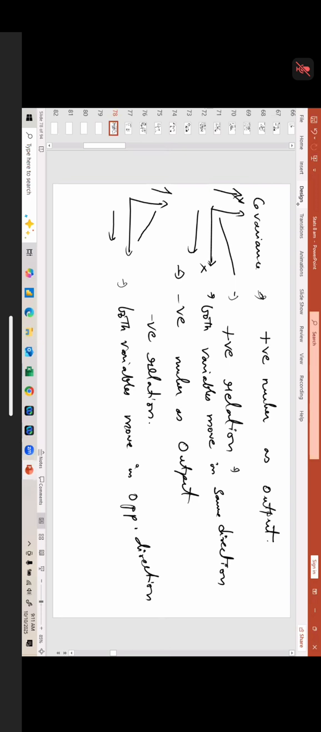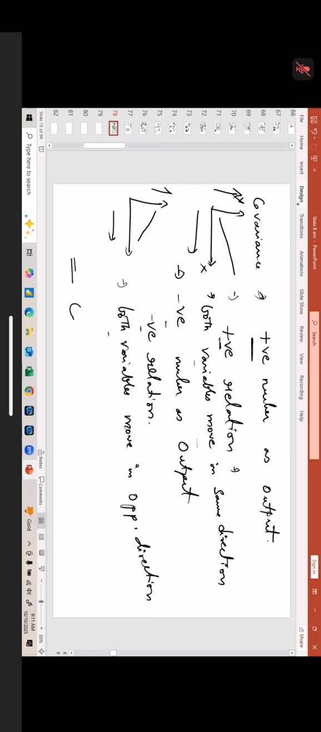Covariance tells us about the direction, whether the two variables are directly proportional or inversely proportional to each other. If you get a positive number, that is a positive relationship, meaning both variables move in the same direction. If you get a negative number, that is a negative relationship, and both variables move in opposite direction.